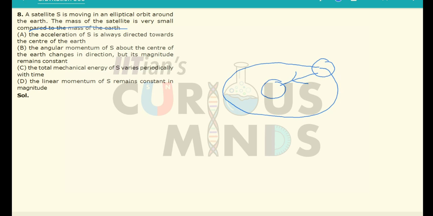So mv square by r, for a moment, will be equal to GMm by r square. So the acceleration will always be directed towards the center of the Earth. So option number A is correct.